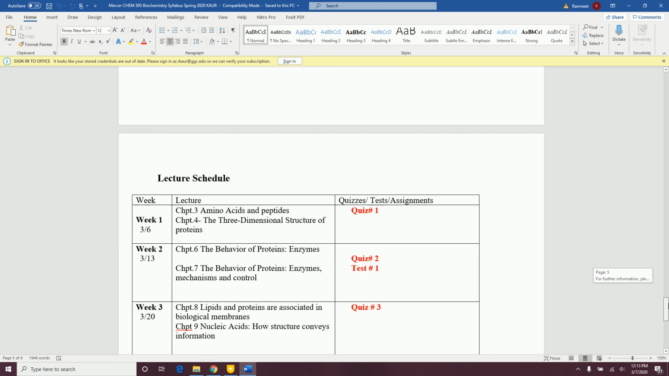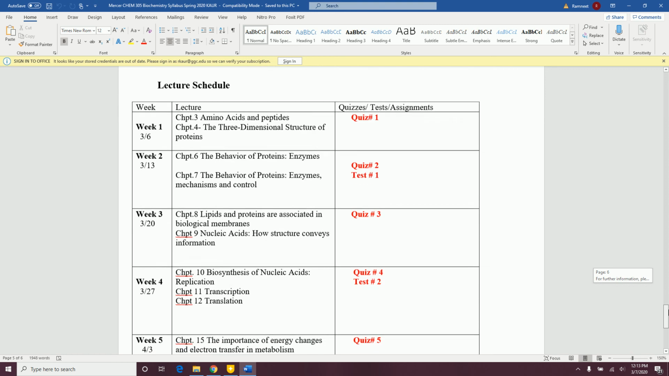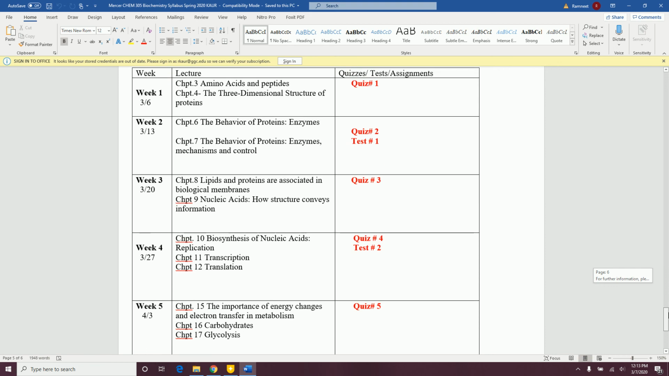So these are, if you see on the left column, we have the topics which we are going to cover, and in the right column we have the activities or the assignments which we will be doing every week. The first week is chapter number 3 and chapter number 4, which is about amino acids and peptides, and chapter number 4 is about the three-dimensional structure of the protein. And in the first week we have quiz number 1.